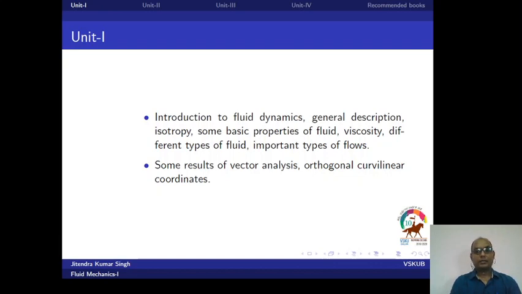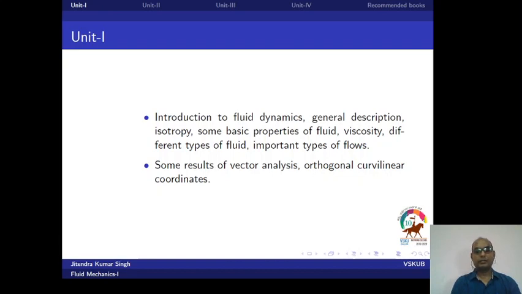We shall discuss the continuum hypothesis, isotropy property of the fluid, some other properties of the fluid, viscosity, Newton's law of viscosity, some different types of fluids, particularly Newtonian and non-Newtonian fluids, and some important types of fluids we shall discuss here. And again in Unit 1, we shall discuss some important results of vector analysis.